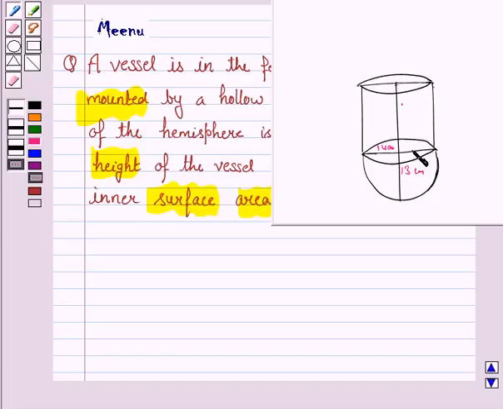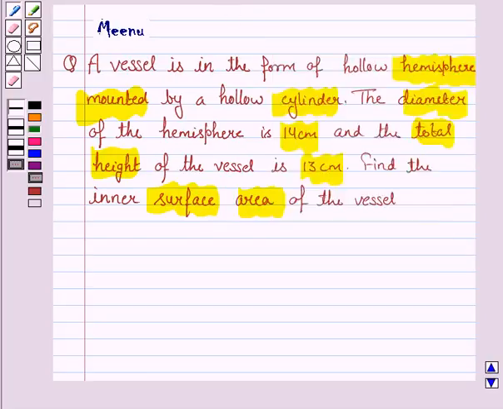Now, since the diameter is 14 cm, the radius would be 7 cm, and the radius of the cylinder will be the same as the radius of the hemisphere since it is mounted on the hemisphere, right? And the height of the cylinder would be the total height minus the radius of the hemisphere. So total height is 13 cm and radius of the hemisphere is 7 cm. So the height of the cylinder would be 13 minus 7, that is 6 cm, right?